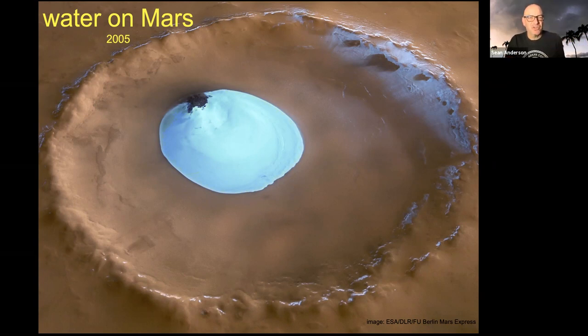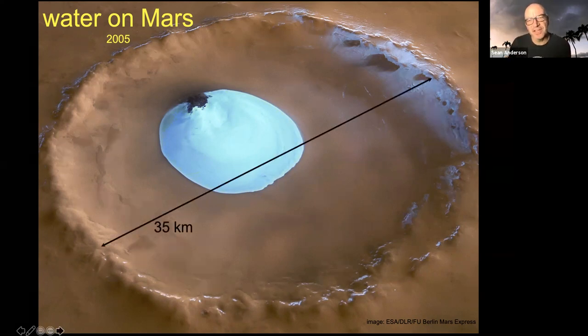So in this case, this is a crater on Mars, and this is a relatively small crater, you know, in the grand scheme of things. It's only 35 kilometers wide. And what we think's going on here, this is an artificially enhanced image. So this is colored to make it easier for us to see.